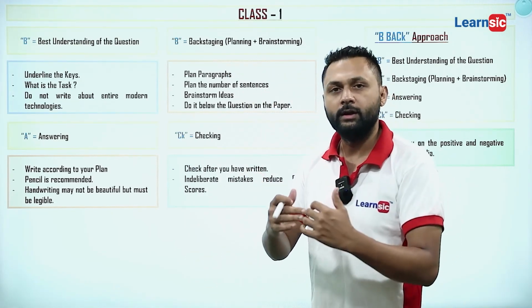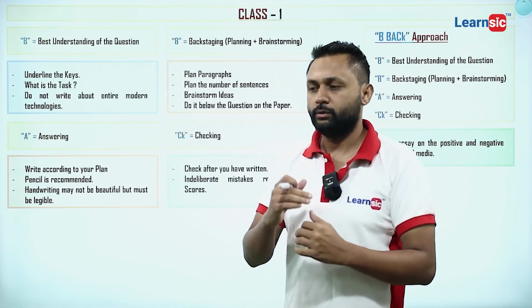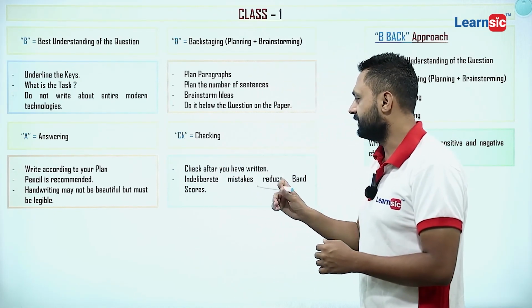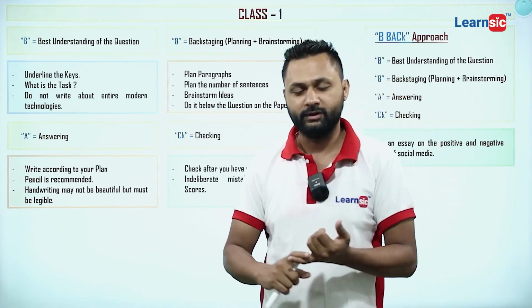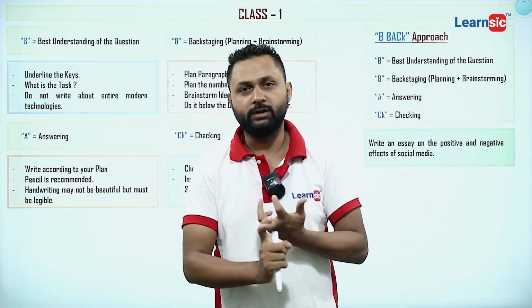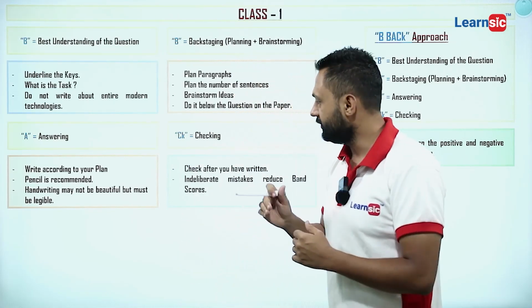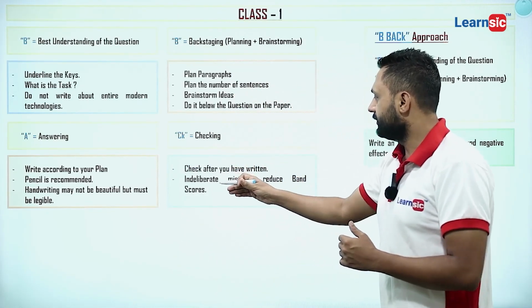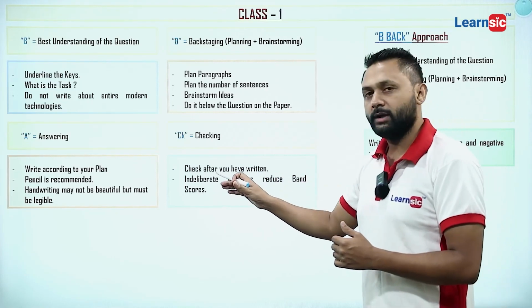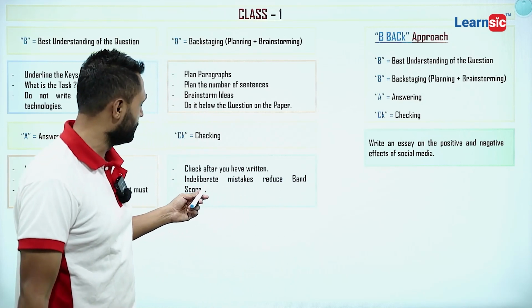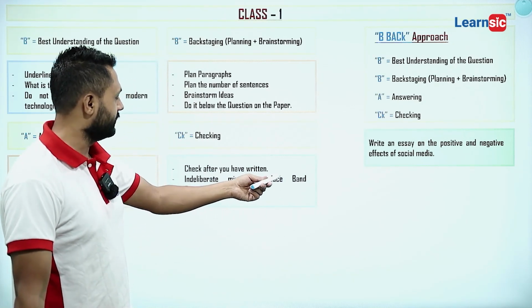Mistakes done unknowingly. Okay, we do not commit mistakes knowingly, but there are certain indeliberate mistakes. For example, spelling errors, article omissions, punctuation omissions. There are different mistakes that we commit while we write. So we must check our answer. Indeliberate mistakes reduce band scores. I want you to memorize this thing. Okay, memorize this. If you cannot remember this, indeliberate mistakes reduce band scores.